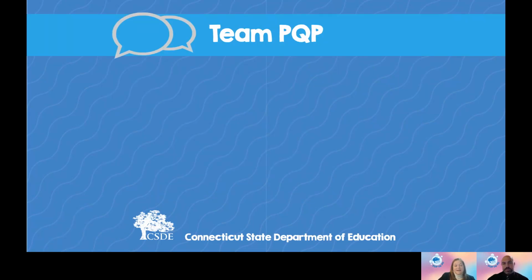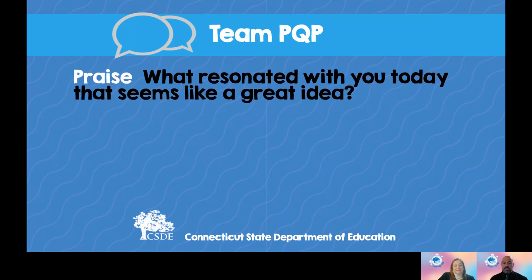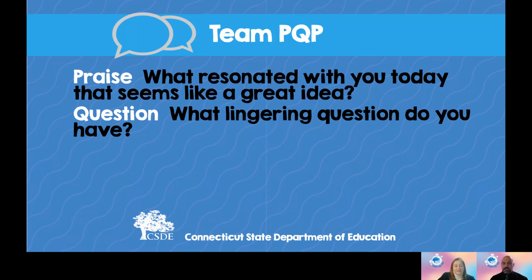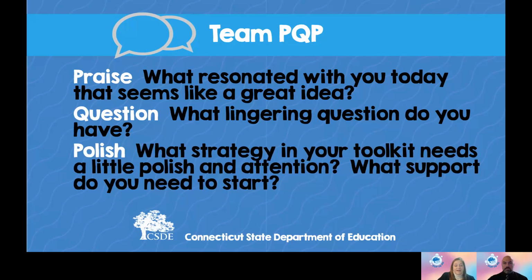As we close today, we ask you to think about next steps. You might want to do this activity with your team. We are using a PQP strategy, which is a great way to reflect with students on their learning. We start with praise. What resonated with you today and seems like a great idea? Maybe you realize you've been doing something really well. The Q stands for questions. What lingering questions do you have, and who can help you find the answers? And finally, the P is for polish. What strategy in your instructional toolkit needs a little bit of polish or attention?